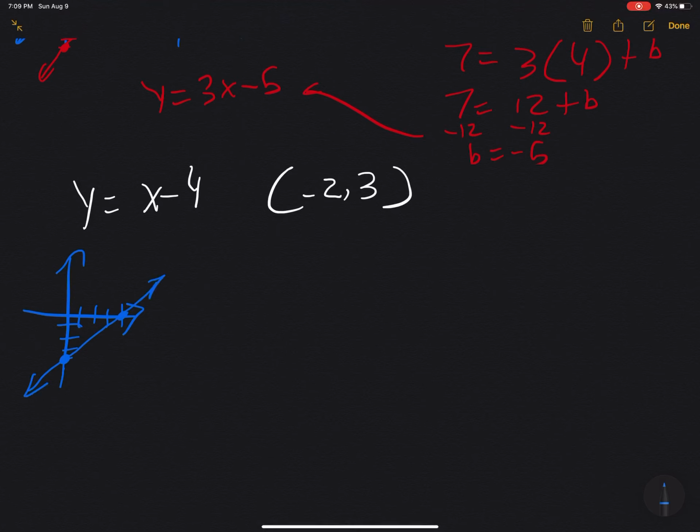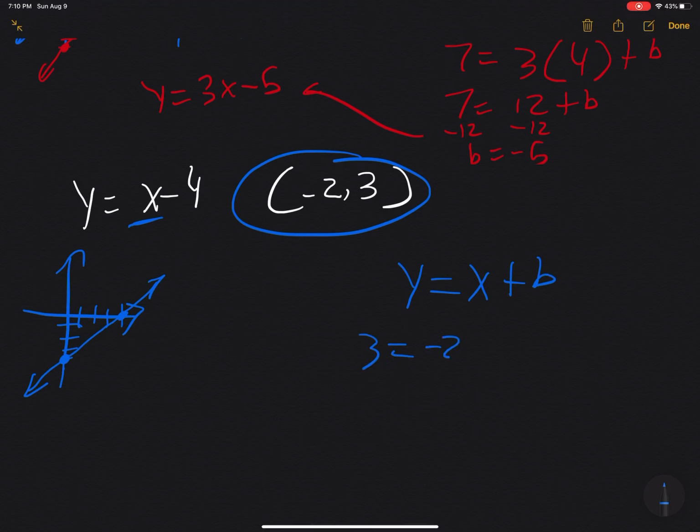So this is our given line. And we want to find a line that's parallel to it that has this point as a part of it. So we know we have our slope of 1. So I get y equals x plus b. I don't know what b is yet, but I have my given point, so I plug that point in, and I get 3 equals negative 2 plus b. Add 2 to both sides, and b equals 5. So we have y equals x plus 5.